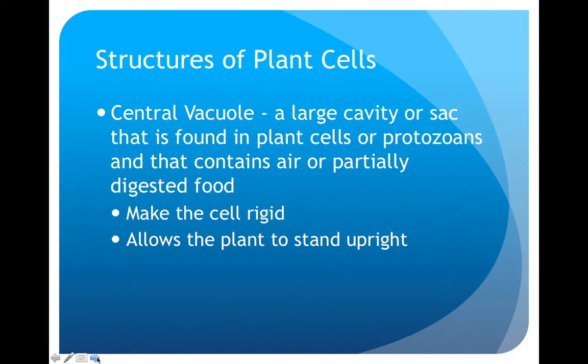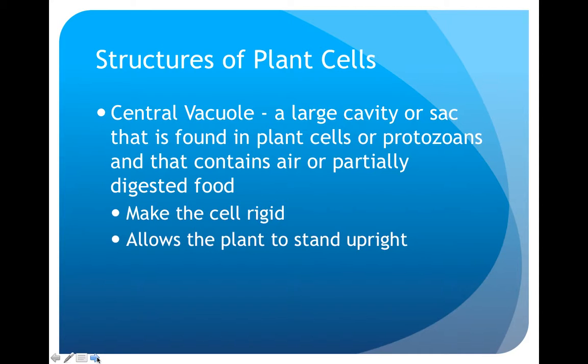Central vacuole. This is a large cavity or sac that is found in plant cells or protozoans that contain air or partially digested food. This makes the cell rigid and allows for plants to stand straight up. This also allows for trees and everything else to stand straight up with the help of the cell wall.